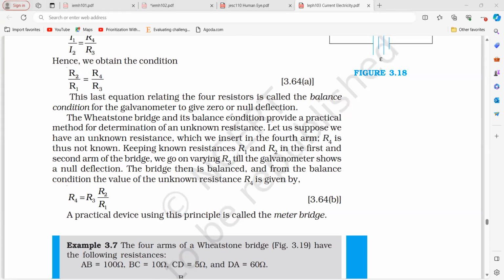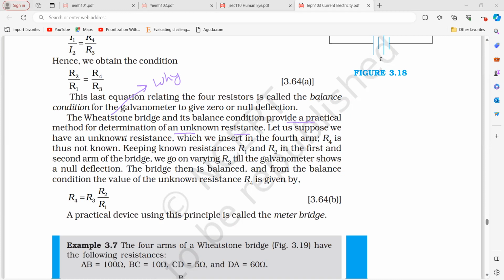Now the Wheatstone bridge and its balance condition provide a practical method for determination of an unknown resistance. So you can say why we are using the Wheatstone bridge. If it is asked, you can simply say it provides a practical method for determination of an unknown resistance.